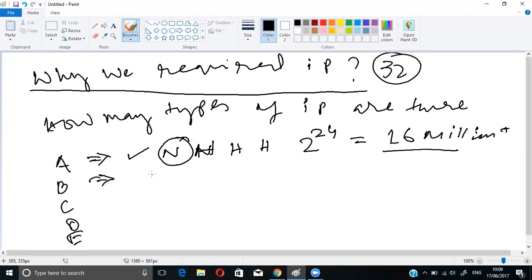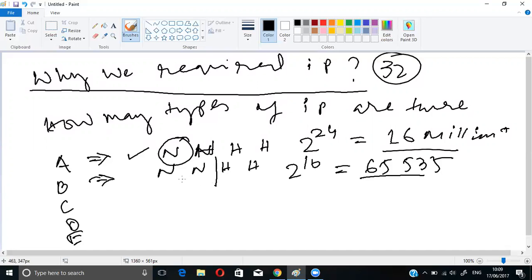Now class B will be 2 network and 2 hosts. So it will be 2 power 16, which is 65,535. Getting my point? So this is all about class B, because it is 2 network and 2 hosts.